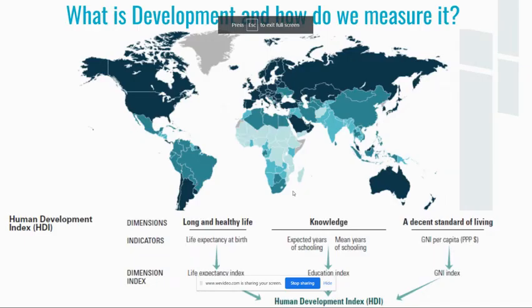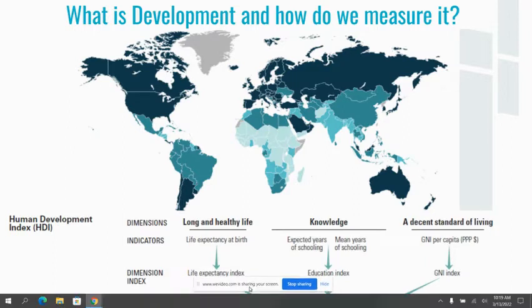And one way to measure development, or one group that does measure development, is the United Nations. And the United Nations has something called the Human Development Index, which ranks countries from really high human development to low human development. And the way in which they do that is they take a look at how long people live in these countries, how much schooling people get in these countries, and how much economic power these countries have.